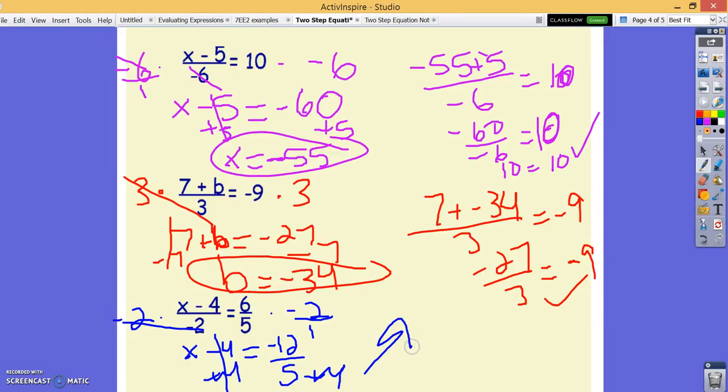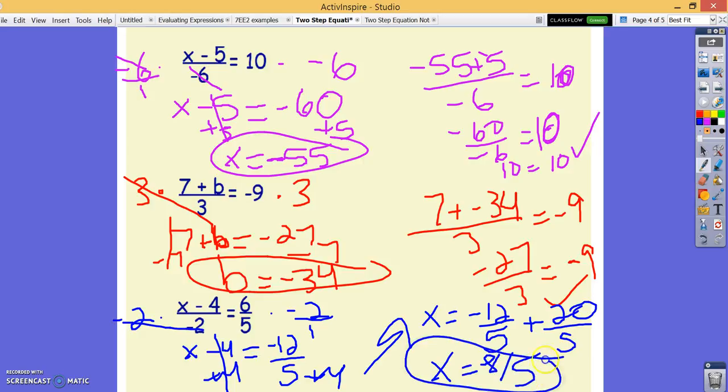The tricky thing about this is that we need to add a fraction that's negative with a whole number. So I'm left with x equals -12/5, and instead of plus 4, I'm going to say plus 20/5, because 20/5 is equivalent to 4, and I needed a common denominator. So my final answer here, -12/5 plus 20/5 would be 8/5. And hopefully you got that answer as well.